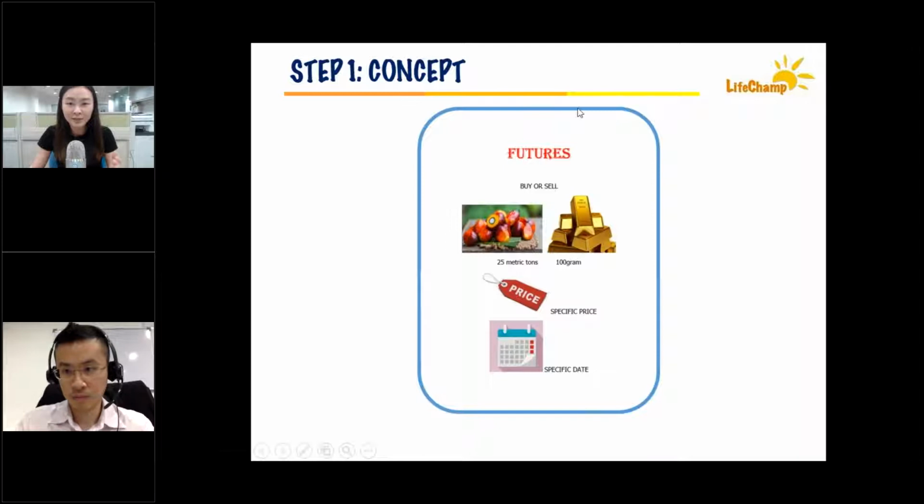So futures is actually a contract. You see, this is a contract, futures, for you to buy or sell the underlying products. It can be commodities or interest rate or stocks. So here I put examples, palm oil and also gold. So for you to buy or sell a standardized contract of underlying assets at a specific price at a specific date means you buy now at a specific price determined today and deliver in the future date. So we call it futures.